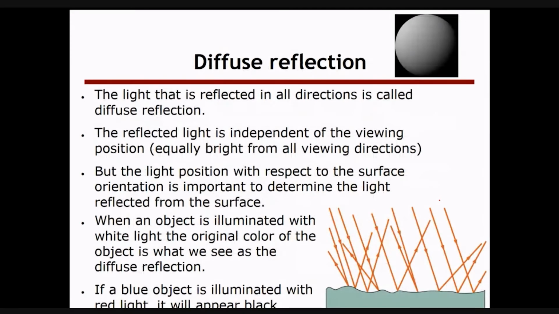So the next thing is diffuse reflection. As you can see, you are getting a bit closer to a realistic thing, as compared to a dull round spot. The first line says that the light that is reflected in all directions is called diffuse reflection.